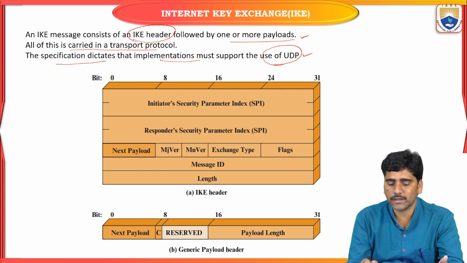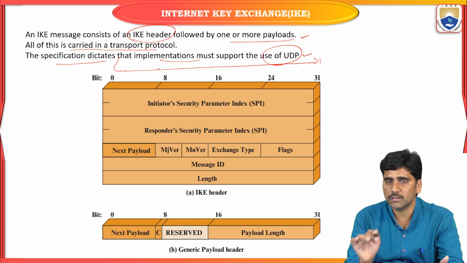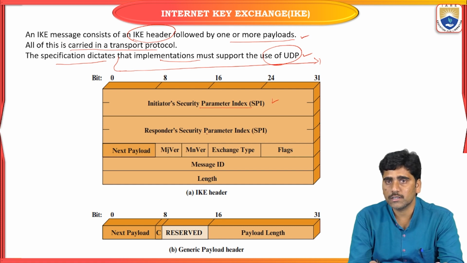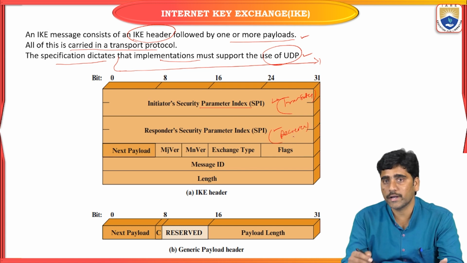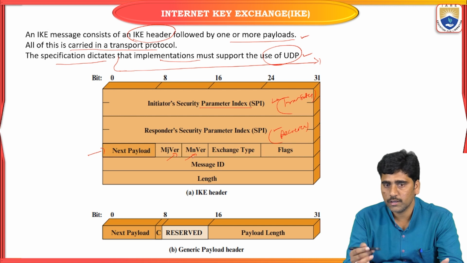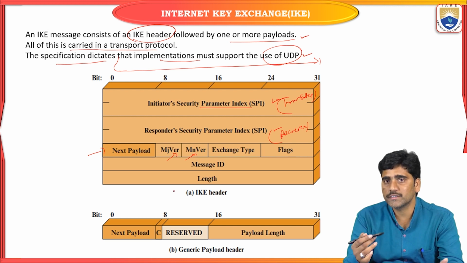Here the IKE header is a 32-bit field, which contains the initiator's security parameters index and the responder's security parameters index, that is, the transmitter index as well as the receiver index. Then the next payload field, the major version, and the minor version.